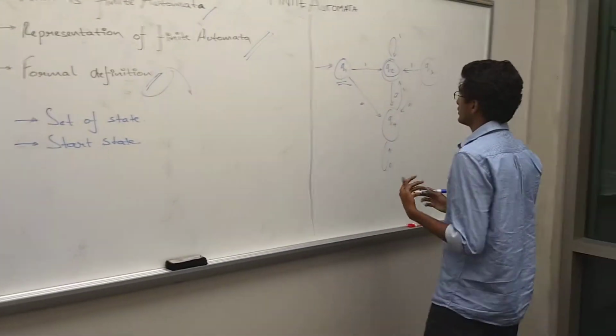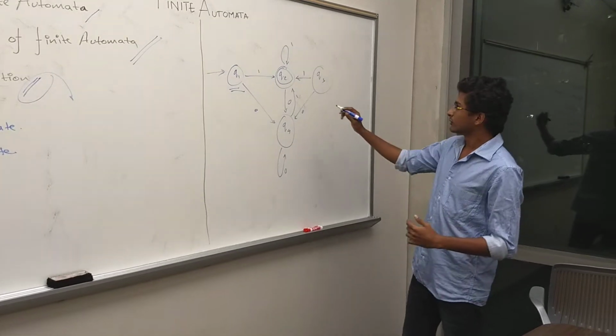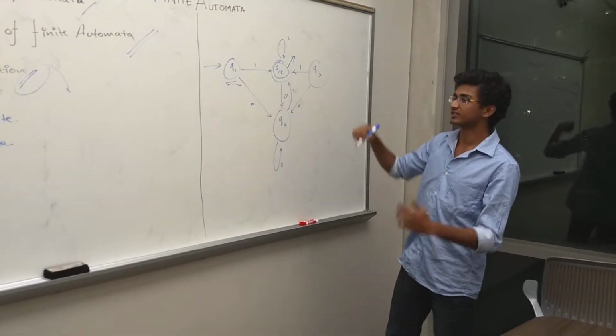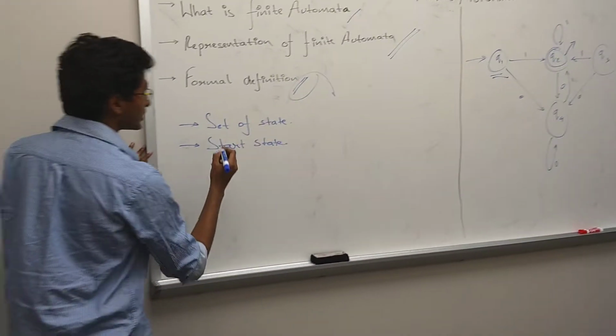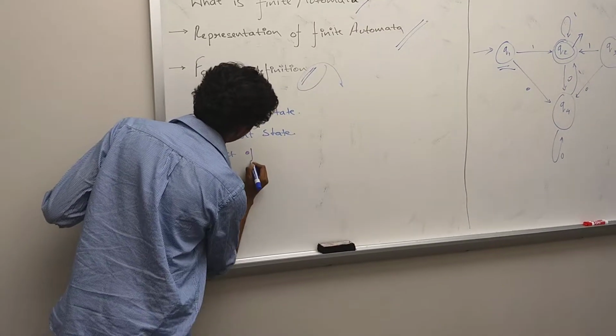Next, a finite automata can have 0 or 1 or multiple accept states. So we need a set of states which describes the accept states, which would say whether the input string is valid or not. So we need a set of accept states.